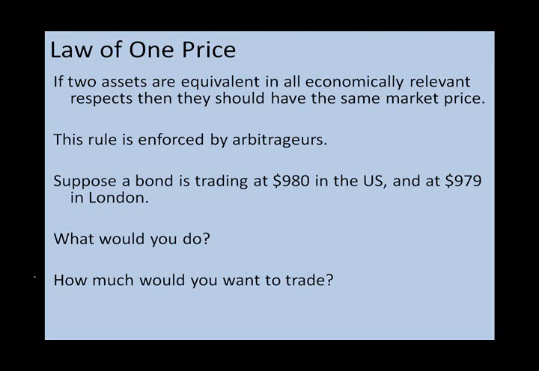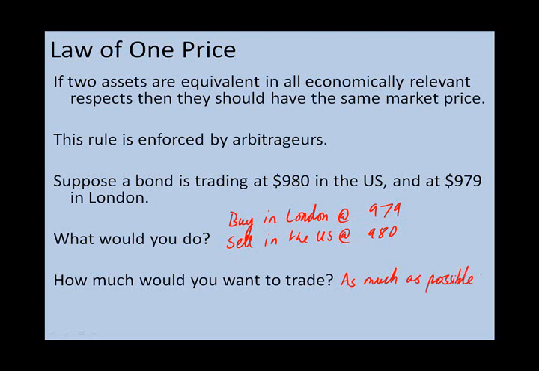So suppose there's a bond that's trading at $980 in the US, but it's trading at $979 in London. What would you do? Well, you'd want to buy low. So you'd want to buy in London at $979, and you'd want to simultaneously sell that bond in the US at $980. How much would you want to trade if you were doing this? Well, you'd probably want to trade as much as possible. Because this is free money, right? There's no risk here. There's just a chance to make $1 every time you make this trade. So you trade as much as possible.